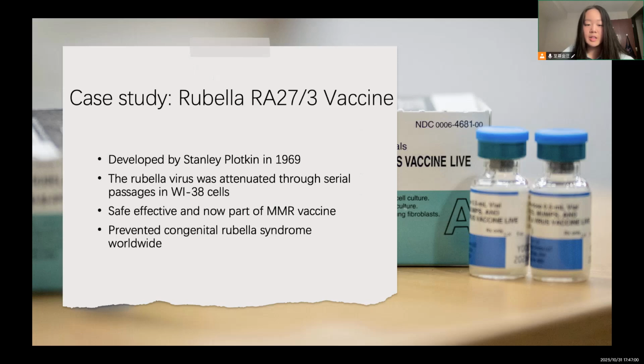And here's a case study of how it was applied in the medical field. The vaccine is called the rubella RA27/3 vaccine. It was developed by Stanley Plotkin in 1969, and the virus was attenuated through serial passage in WI38 cells. It is safe and effective and now part of the MMR vaccine, and it prevents congenital rubella syndrome worldwide. This breakthrough changed global public health.